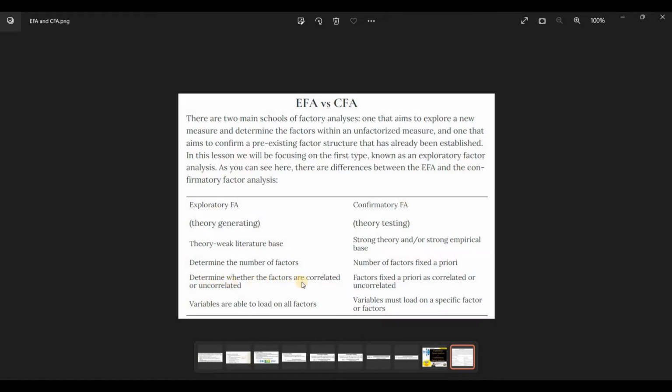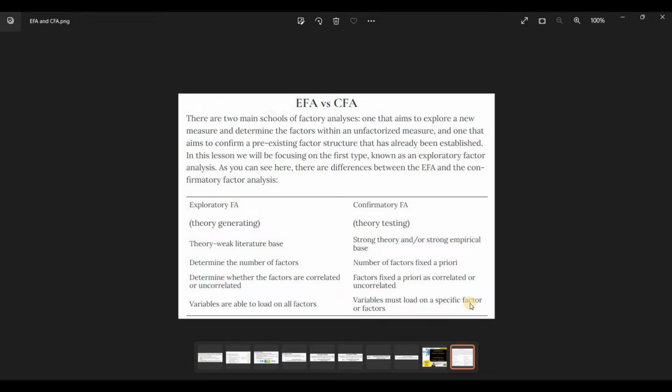EFA determines whether the factors are correlated or uncorrelated. You want to test whether there is a correlation among the factors or not. If already determined, then CFA is good. In EFA, variables are able to load on all factors, so variables have the capacity to load on any factor. But in CFA, the variable must load on its designated factor.